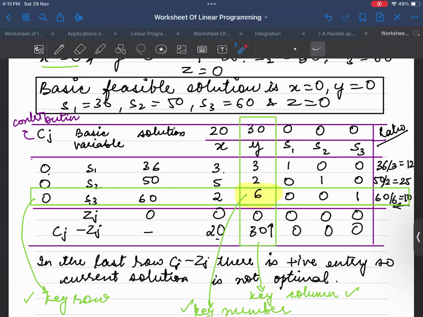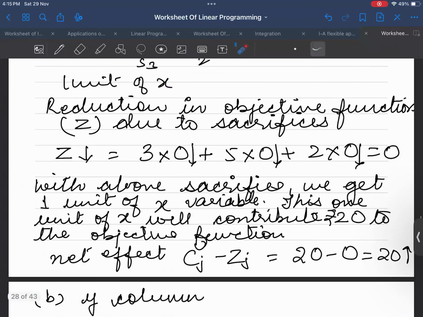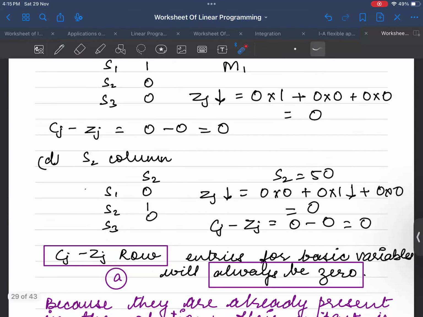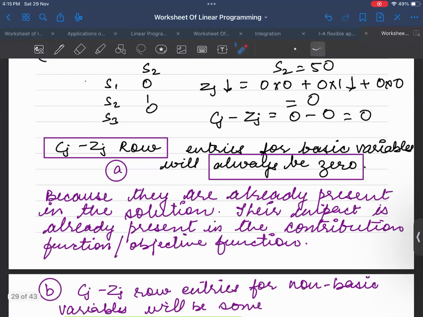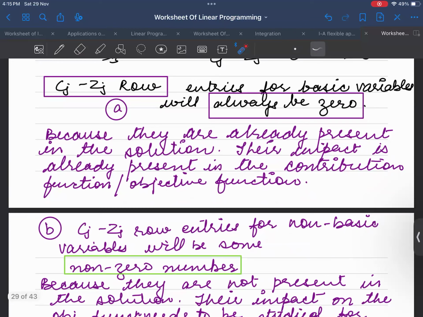Now the next step, the sixth step, is about the derivation of table 2. How we create table 2, how we transform it, that we will do after having a break of 5 minutes. Thank you, and revise it first properly.